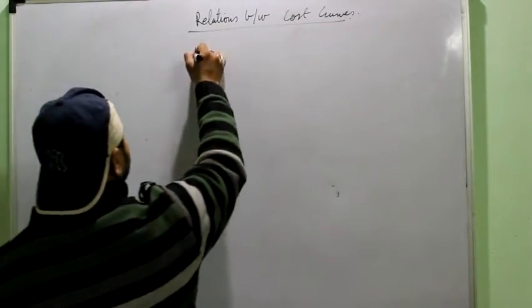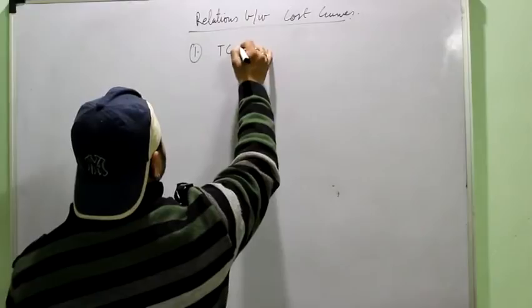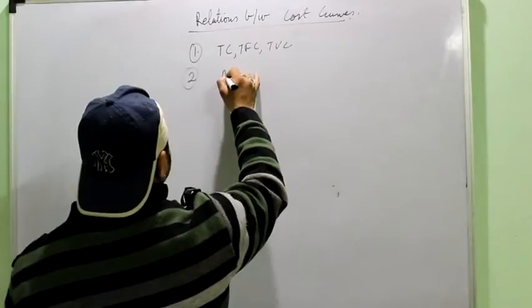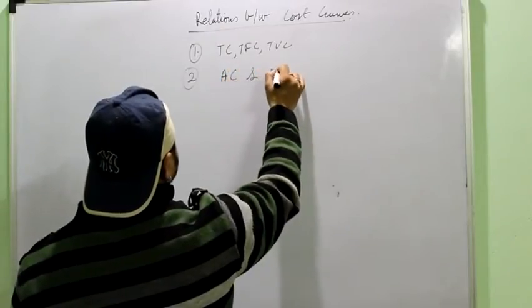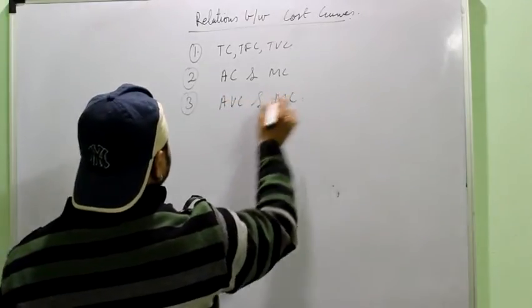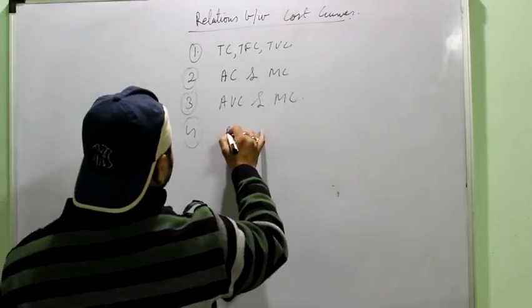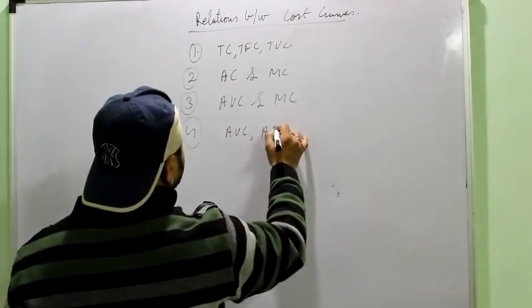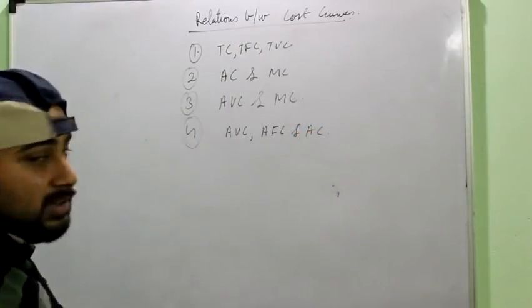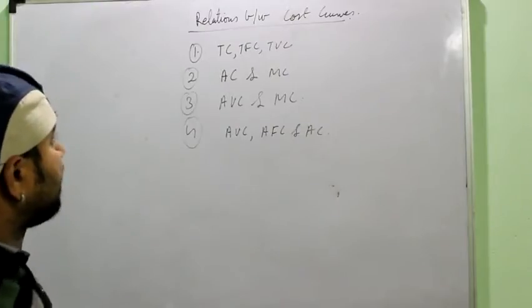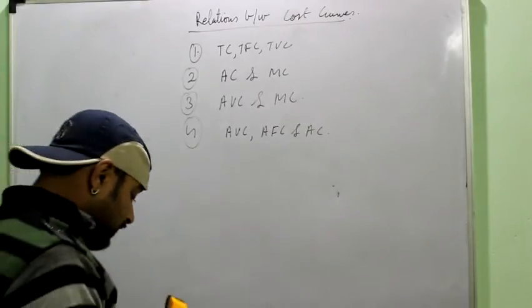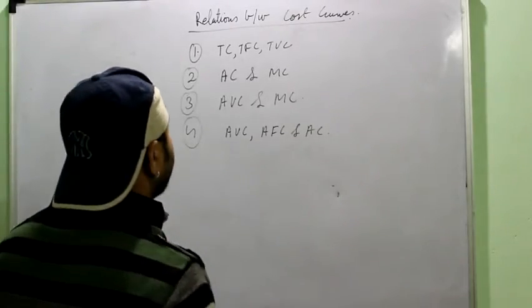First we can study the relation between TC, TFC and TVC. Then the relation between AC and MC. Then AVC and MC, and then AVC, AFC and AC. These are the 4 important relations that we have to study under this particular chapter, relation between the cost curves. And most of the questions that you come across in the chapter of cost are framed from these diagrams or these relations.